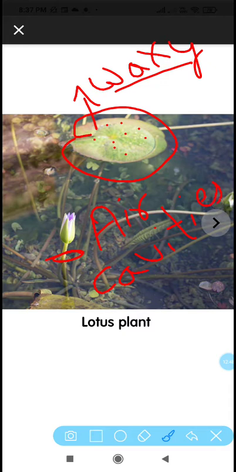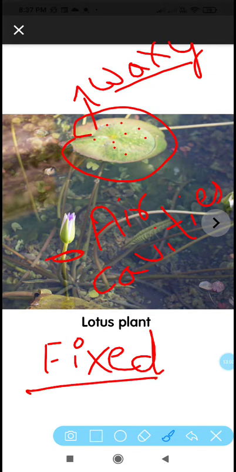These are also called adaptations of fixed plants. Lotus is a fixed plant. So the fixed plant adaptations are, one is having a waxy coating, the other adaptation is having air cavities. And the third important adaptation is they are having stomata on the upper surface of the leaf. So they are called fixed plants.